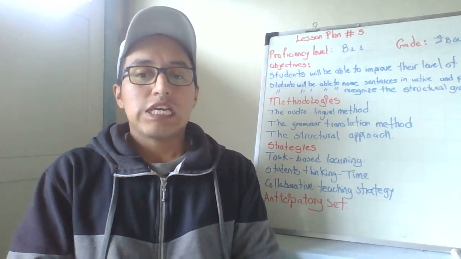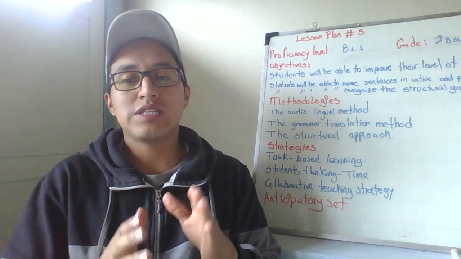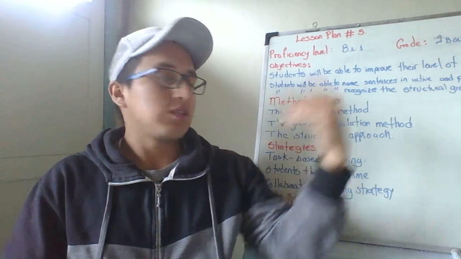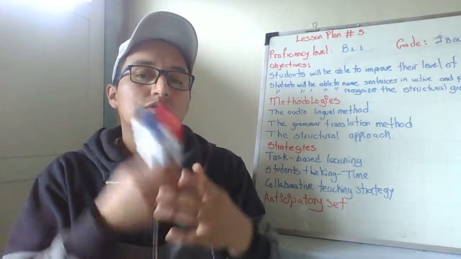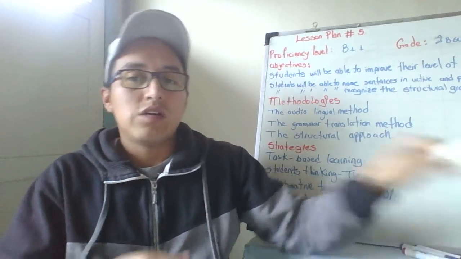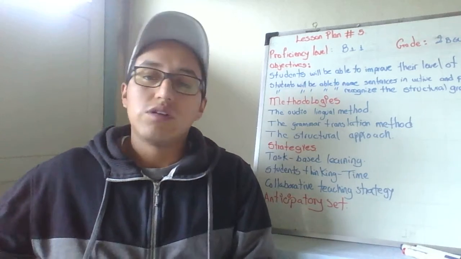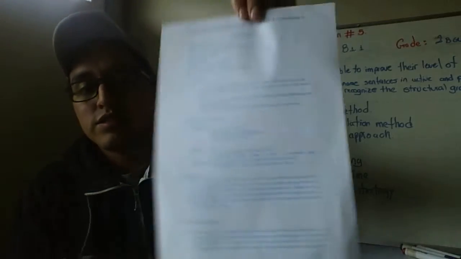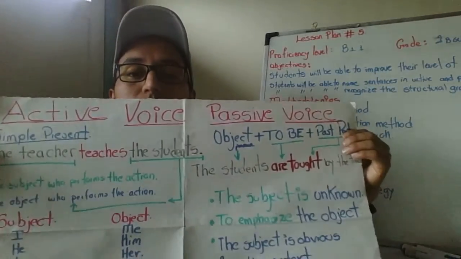So now I'm gonna show you some didactic material that I'm gonna use for this lesson. As you can see, I'm gonna use a poster and some markers, and also adhesive tape. Also I'm gonna use lesson plan number 5, as you can see. I'm gonna use a poster. Yes, you can see this is a poster.